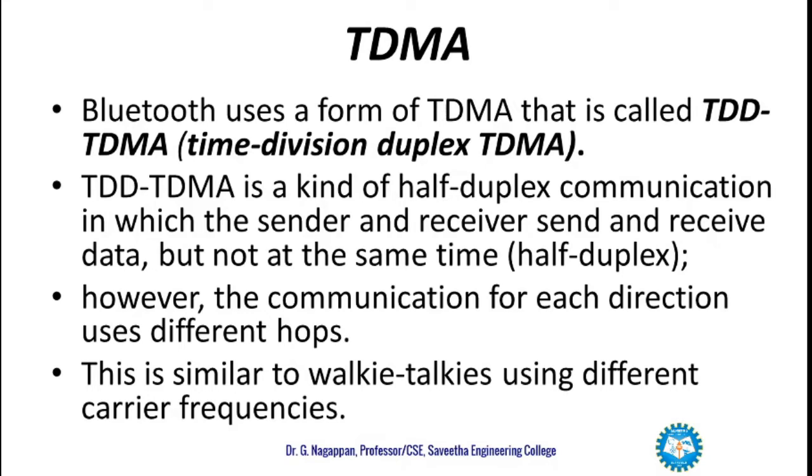What about TDMA? Bluetooth uses the form of TDMA that is called time division duplex TDMA. TDMA is a kind of half duplex communication in which the sender and receiver send and receive data but not at the same time. So this is called half duplex. However, the communication for each direction uses different hops. This is similar to walkie-talkies using different carrier frequencies.